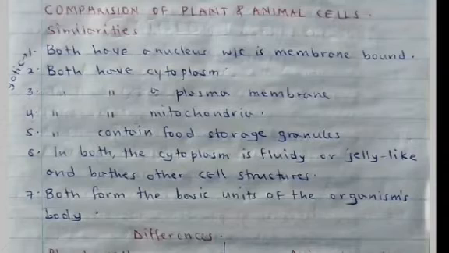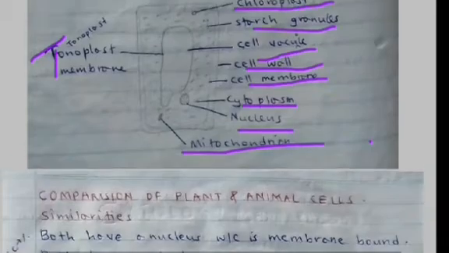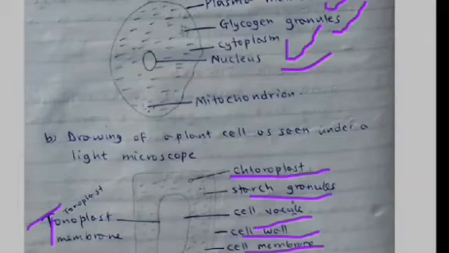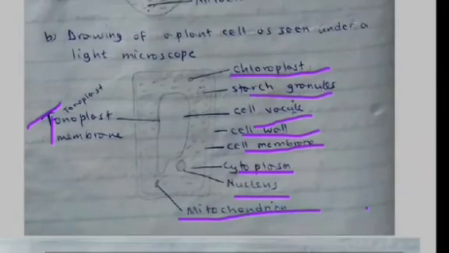Both have cytoplasm, as we saw. Both have the plasma membrane or the cell membrane. Both have mitochondria. Both contain food storage granules, and in both the cytoplasm is fluid or jelly-like and bathes other cell structures, and both form the basic units of the organism's body. So those are some of the similarities between the animal and plant cell.